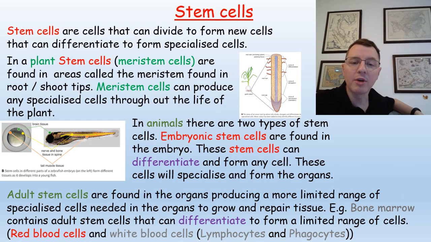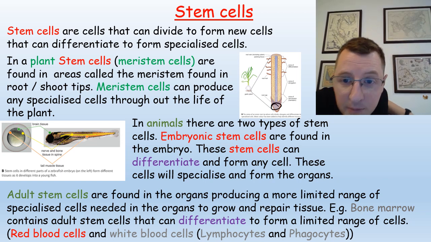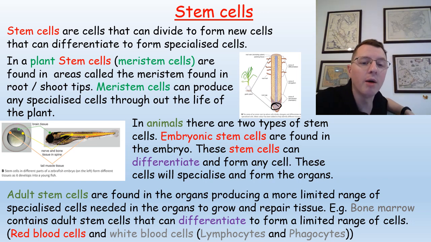Stem cells are cells that can divide to form new cells that can differentiate to form specialized cells. Now, this is quite interesting in plants, because plants have stem cells found in a region of their roots and their shoots known as the meristem. So if we look down here, this is the meristem of a plant root. And those cells in that meristem are completely undifferentiated. They are all embryonic, they are all unspecialized.